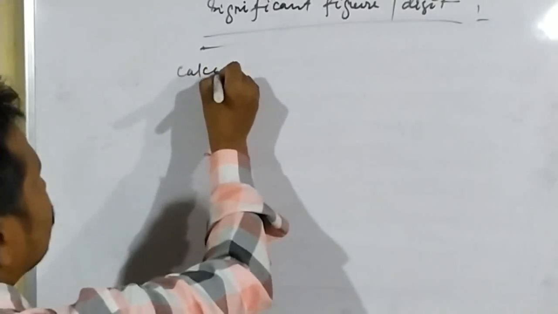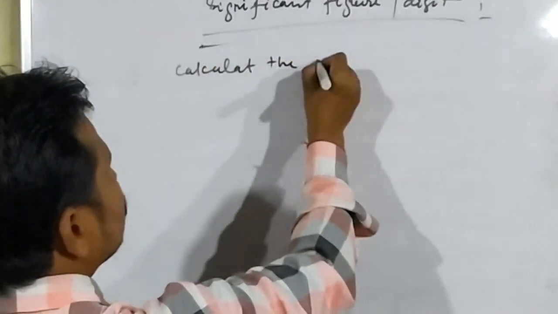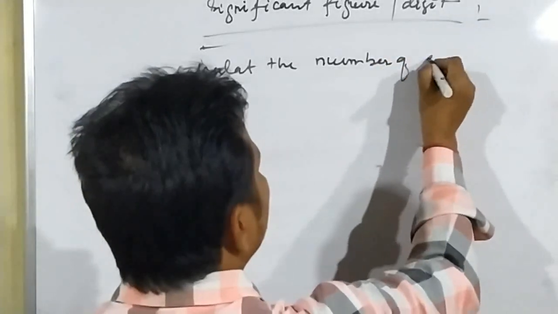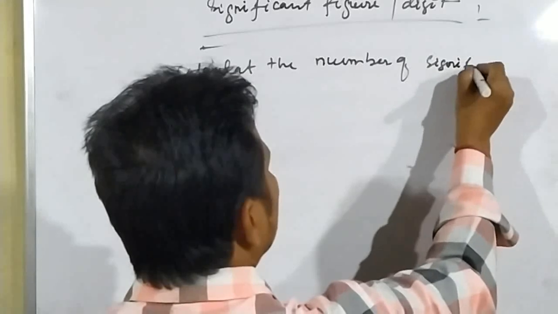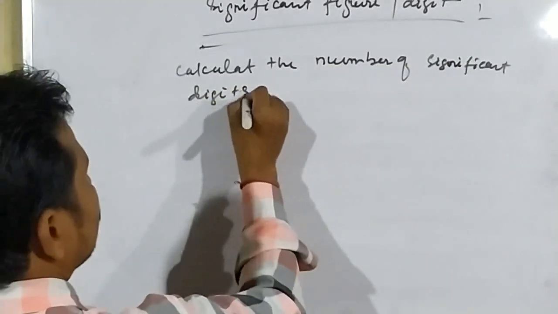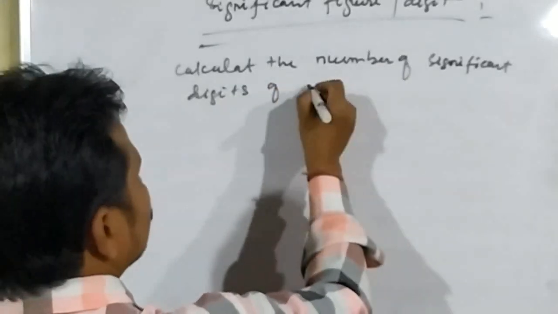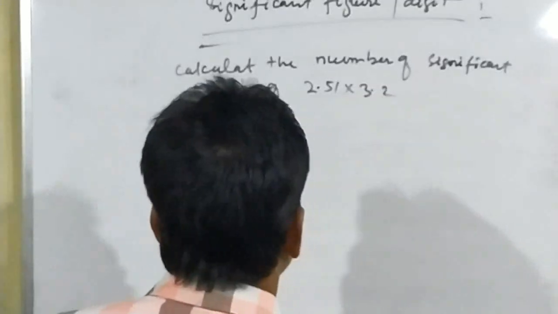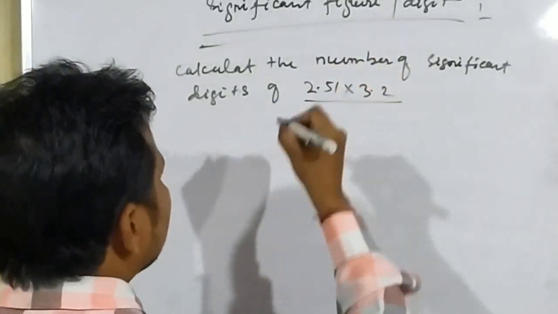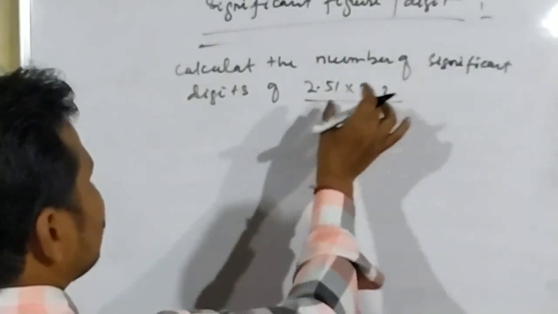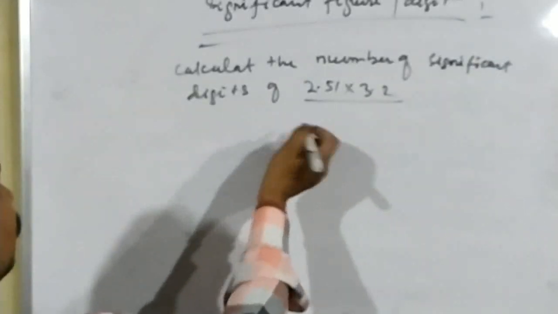Suppose a question is: calculate the number of significant digits of 2.51 into 3.2. Okay, so first of all we have to calculate 2.51 into 3.2, and then we have to calculate the number of significant figures or significant digits.